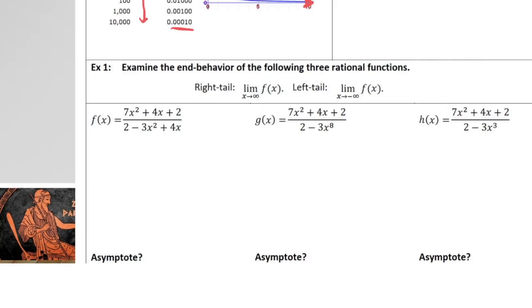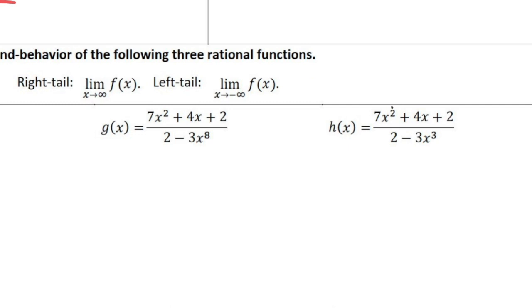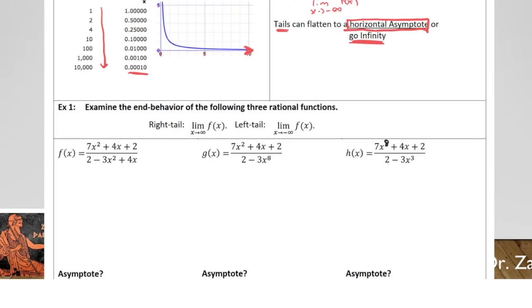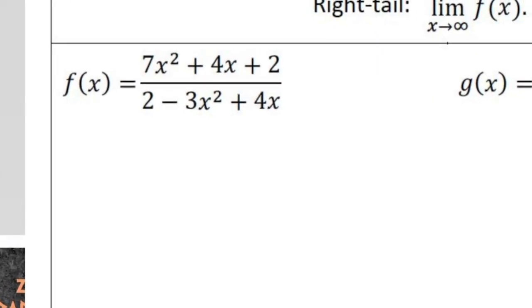For the three functions I have here, we are going to explore what happens at both the right and left tails. So looking at f of x, the thing I want you to notice is that the largest exponent in the numerator is x squared, and the largest term with an exponent is also x squared in your denominator. So if we multiplied by 1 over x squared divided by 1 over x squared, that's going to make this function a little bit easier to think about with our tail end behavior.